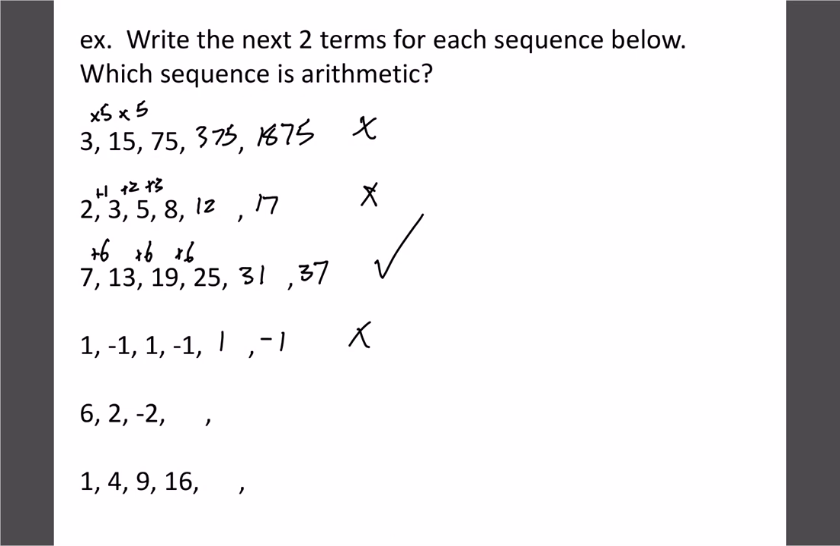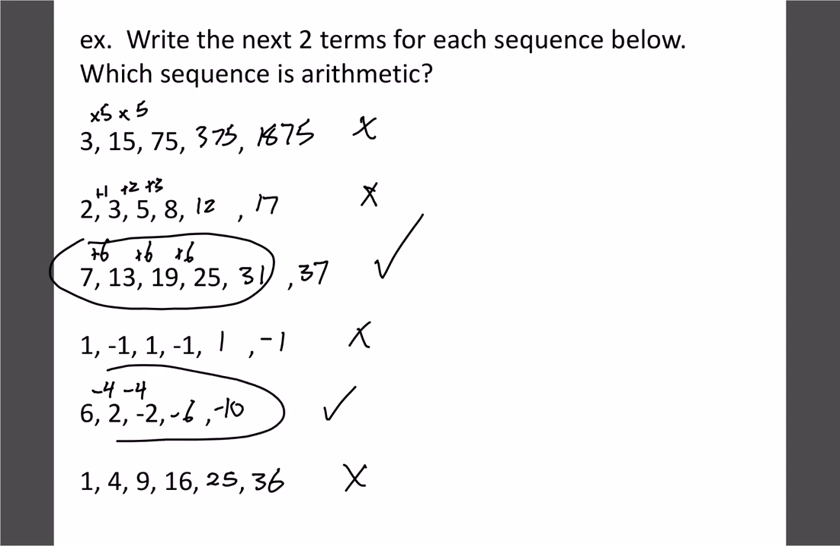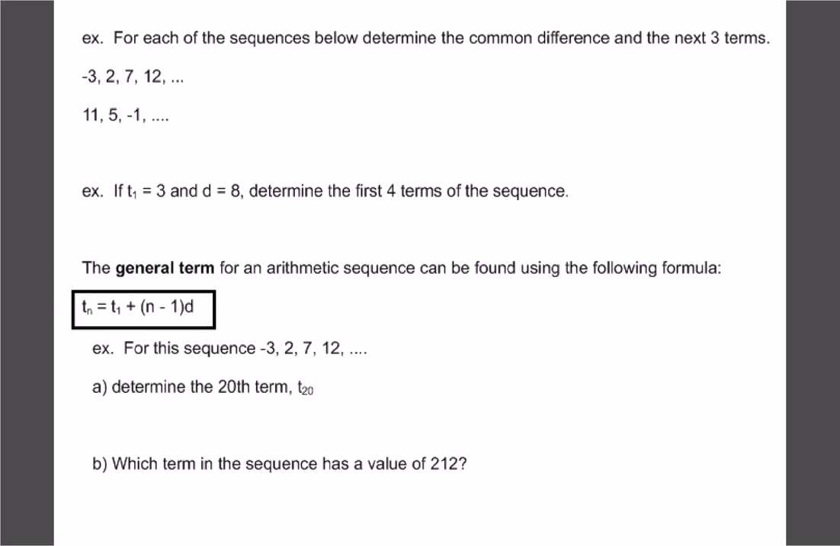For the next one, you can see we're going down. 6 minus 4 would be 2, minus 4 again would be -2, minus 4 again would be -6, and then -10. So that one's good. We're subtracting the same number each time. In our last one, we add 3, add 5, add 7, so we could add 9, add 11, and that one's not arithmetic. So you can see we only have 2 in this whole list that are actually arithmetic, because we're adding the same number or subtracting the same number each time.